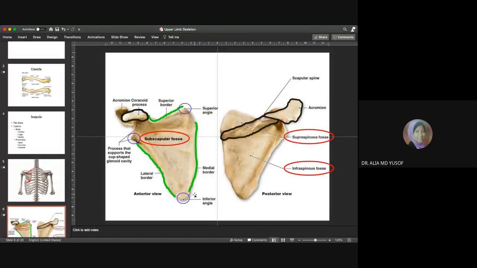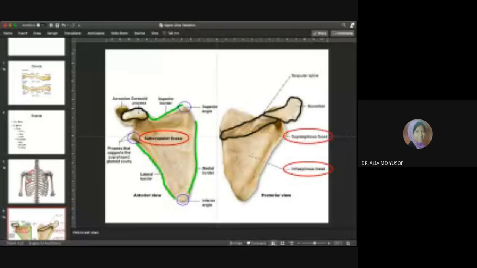Medial border of the scapula is straight, while lateral border of scapula is oblique, and lateral border of scapula is continuous with the glenoid cavity superior to it. Alright? Sampai situ boleh hafal tak agak-agak dalam masa sehari? Ada soalan tak?